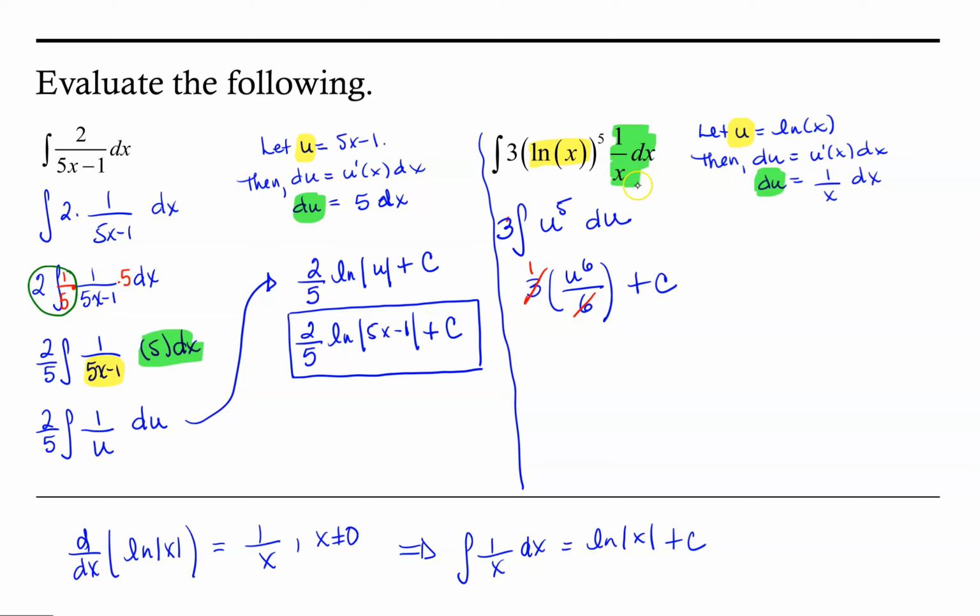My 3 and my 6 can simplify. So I've now got u to the 6th over 2, and now I just need to substitute back in what u is. We said that u was the natural log of x. So we'll have the natural log of x to the 6th power over 2 plus c. And there's our antiderivative. I hope you find this helpful.